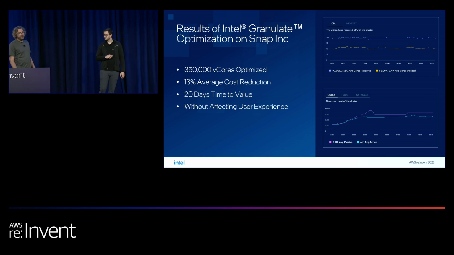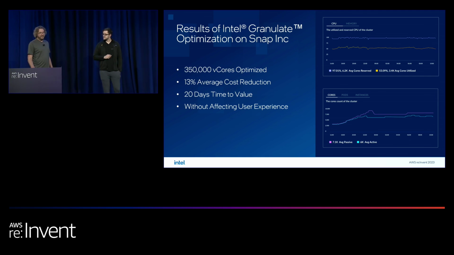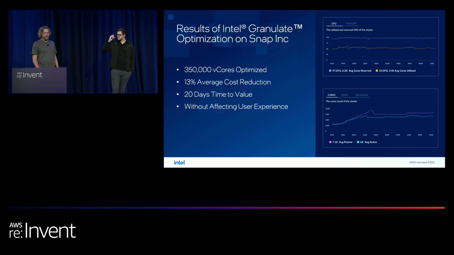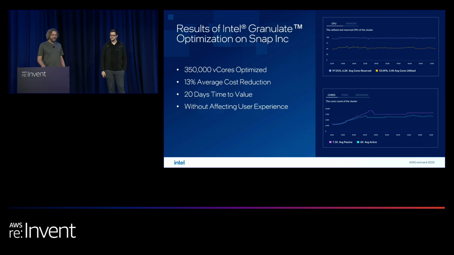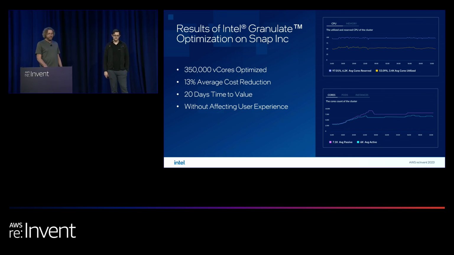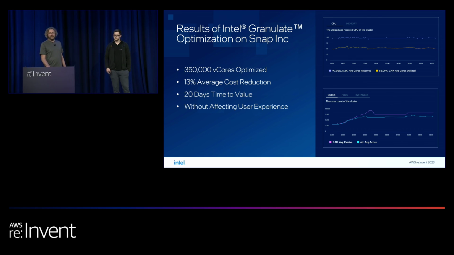So as of September, Intel Granulate has been deployed on 350,000 vCores, providing an average of 13% cost reduction across 32 clusters, and we have more in the pipeline. As you can see from these graphs featuring Granulate's dashboard, the CPU utilization was reduced by as much as 35% on some of our clusters, and we were able to eliminate the need for 1 in 7 cores when the optimization agent was activated.